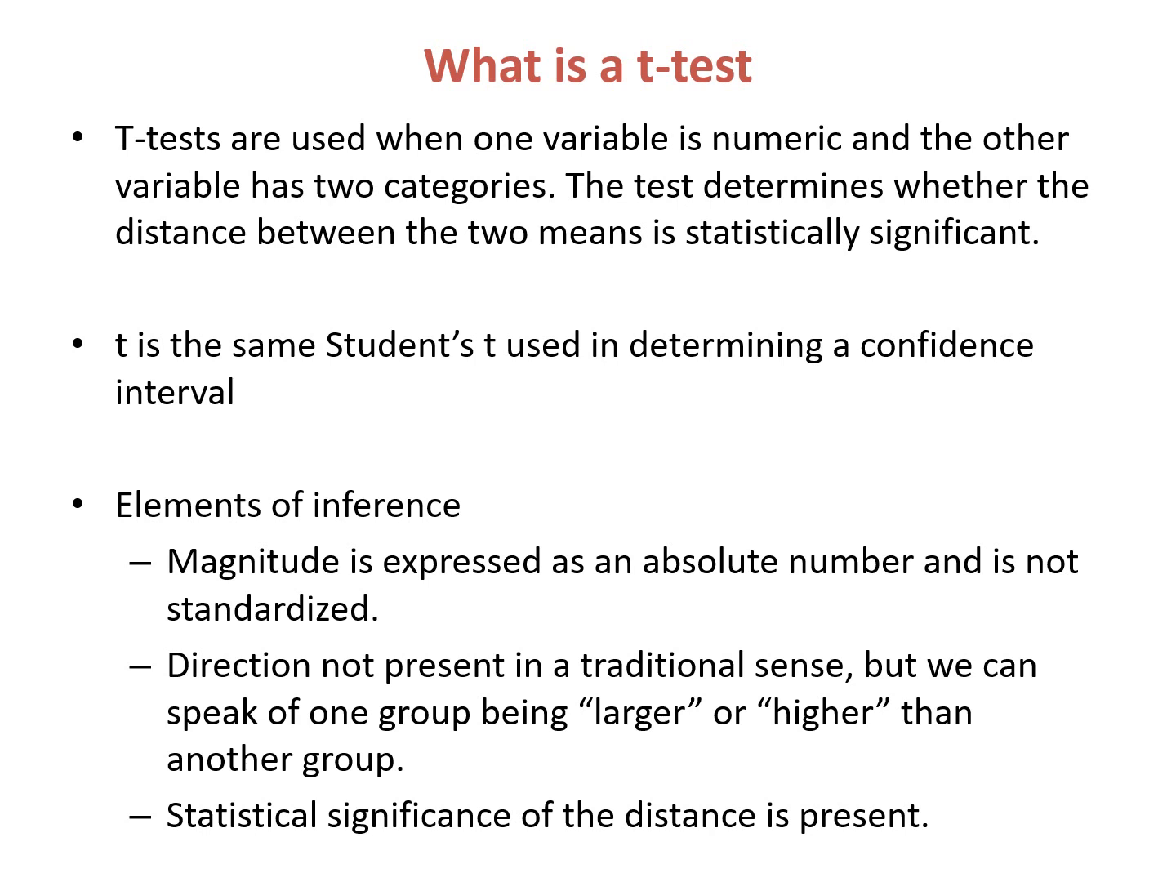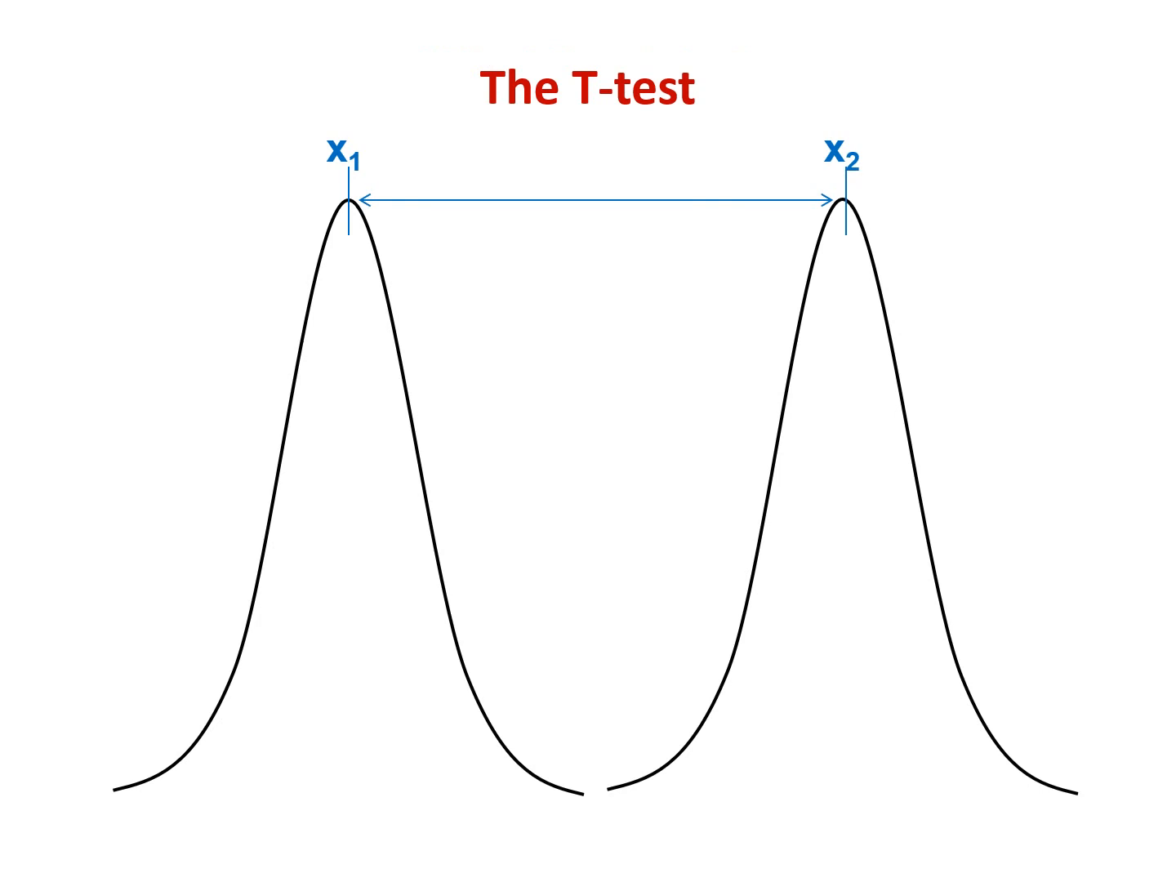With regard to the elements of inference, the magnitude is expressed as an absolute number and is not standardized. Direction is not present in a traditional sense, but we can speak of one group being larger or higher than another group. Statistical significance of the distance is present. The slide shown here illustrates our intent.